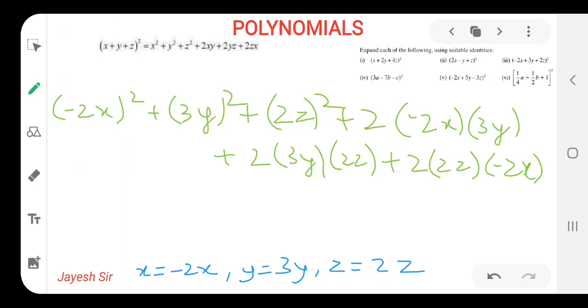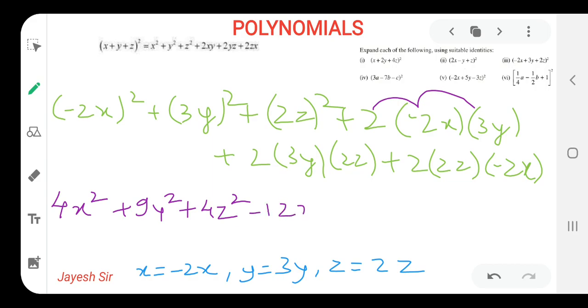Minus 2x square, that means minus 2 into minus 2, that means plus 4, and x means x square, and 3 square, 3 3s are 9. So 9 y square plus 2 2s are 4z square. Square of 2 is 4 and square of 3 is 9. In this way we can write. Now 2 into minus 2 would be minus 4 into 3, that would be minus 12. I hope you all might be getting it. So I will write minus 12. Now x into y.